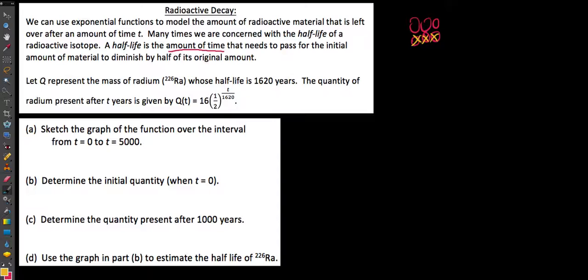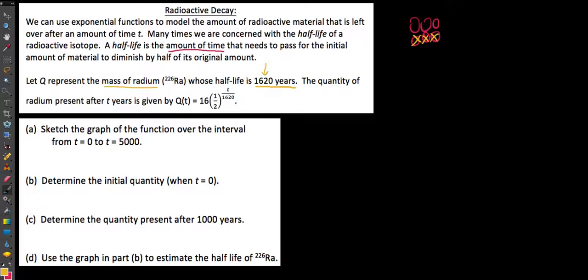So here's the deal. If what we're looking at is the half-life of a radioactive isotope, then each radioactive isotope is going to have its own half-life. I'm going to read through and we're going to take a look at this exponential model and then use it to answer some questions, especially using our graphing calculators. It says, let Q represent the mass of radium-226, which we write as 226 Ra, whose half-life is 1620 years. That means that if you started with 10 grams of mass, it would take this many years just to become 5 grams of mass left over. So they give us this model.